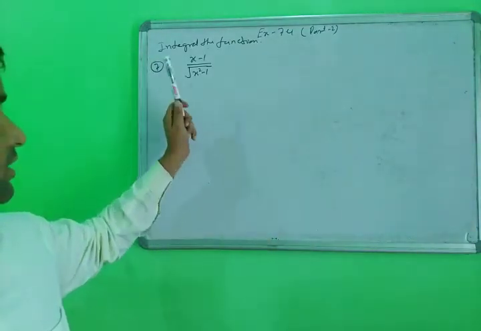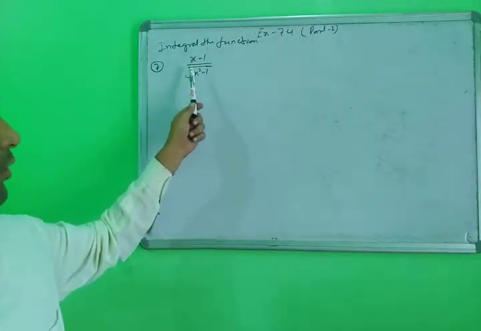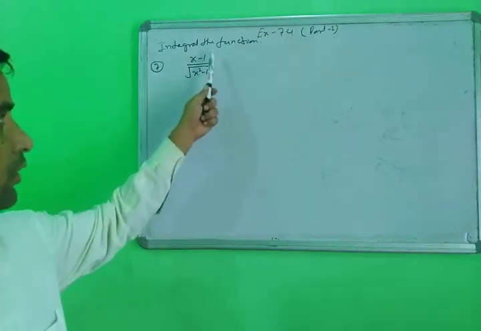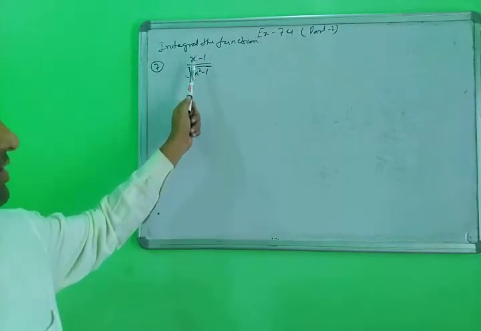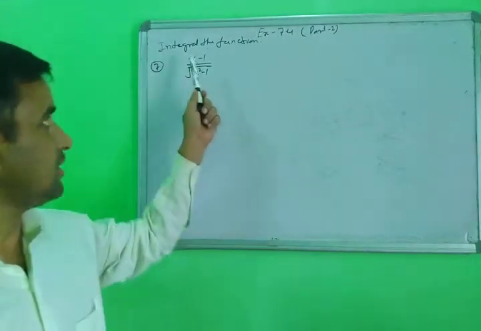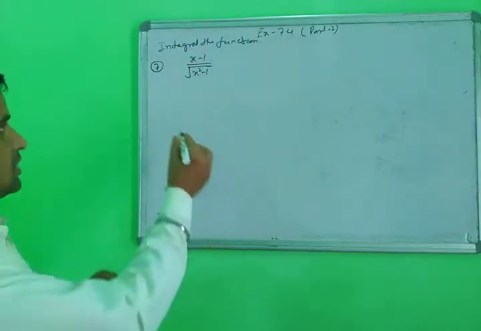Question number 7: integrate the function (x minus 1) upon root of (x square minus 1). How to solve? You have no direct identity for this form. First you will separate this into two functions, then you will solve. Yes, now start the solution.